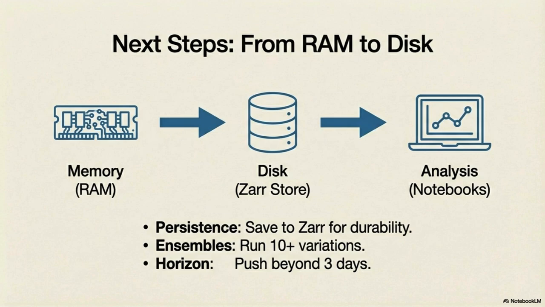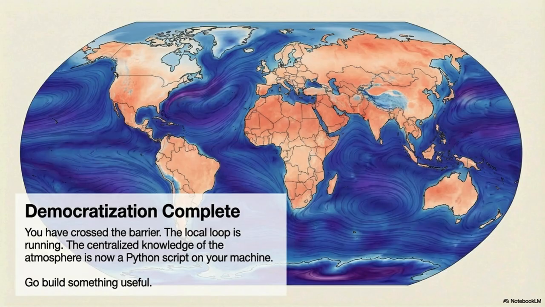Exactly. You can also try to push the forecast horizon out further, go for 10 days, but keep an eye on that memory. And you can save the data. Right. You change that Zarr backend setting to save the output to a file on your disk. Then you can open it up later in a notebook and actually analyze it. The guide really pushes this idea of a workflow, not a one-off run. That's the whole point. It's not about getting a cool screenshot to prove you did it. It's about having an open, production-shaped path to weather intelligence.